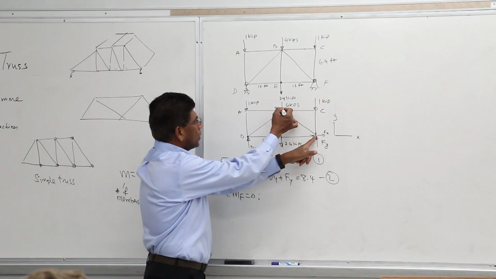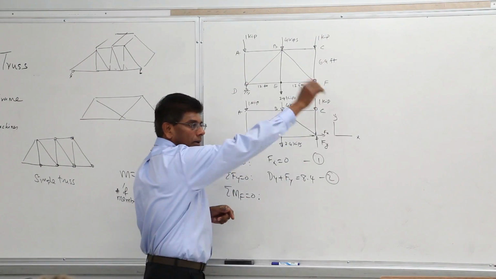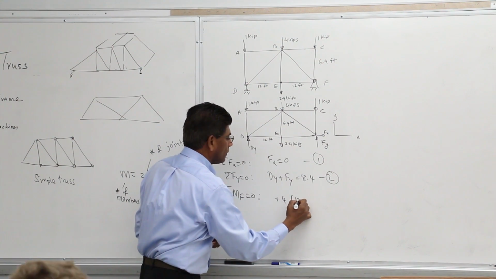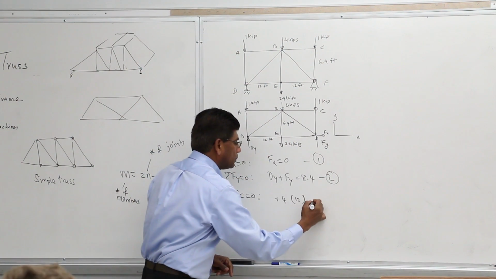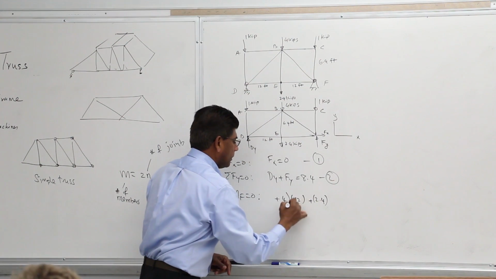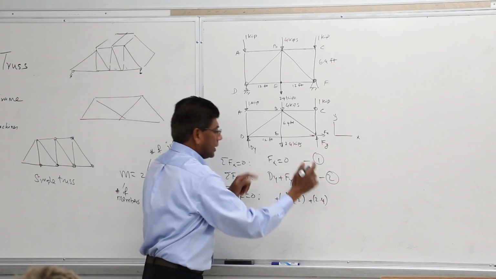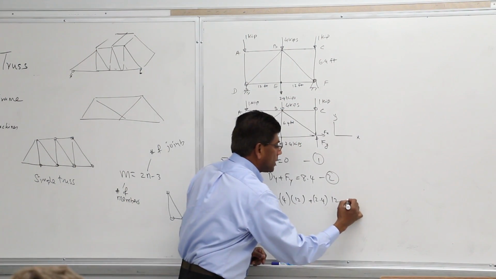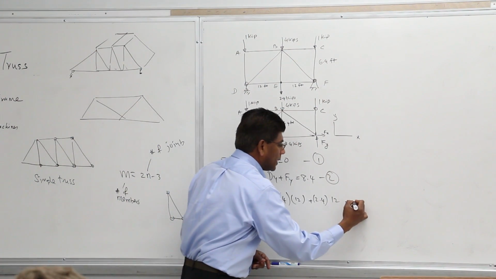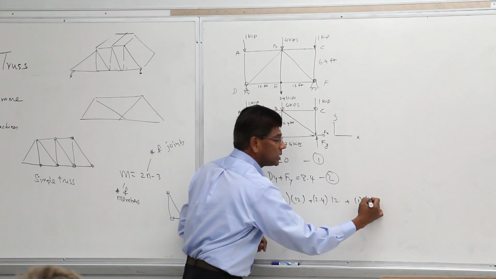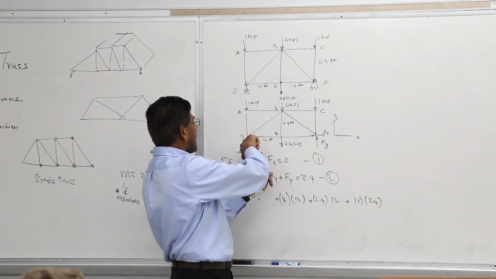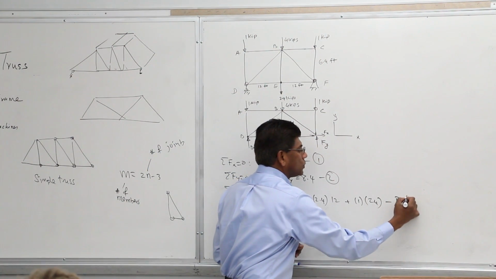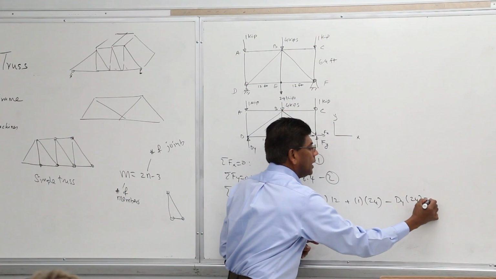I start here. The 4 kip is going to give a counterclockwise moment, so plus 4 times this distance, which I believe is 12 feet. Then I go to the next one, plus 2.4 kips times again the same distance. Then the 1 kip, which is again counterclockwise, so plus 1 times this distance, which is 24. And the last one is D sub y, which gives a clockwise moment, so negative D sub y times the distance, 24, equal to 0.